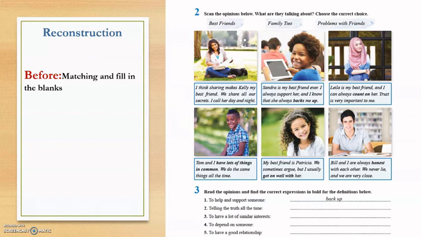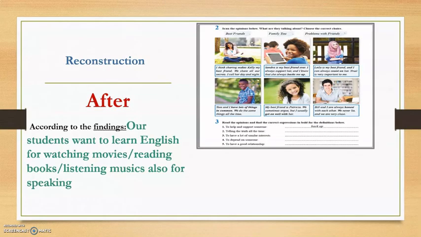This is a matching and filling the blanks activity, as you can see on the right of the screen. What we do is a reconstruction. This is the after. According to our findings, our students want to learn English for watching movies, reading books, listening to things, and of course also for speaking. That's why we combine these 2 activities into one. We need to engage our students to talk in class.